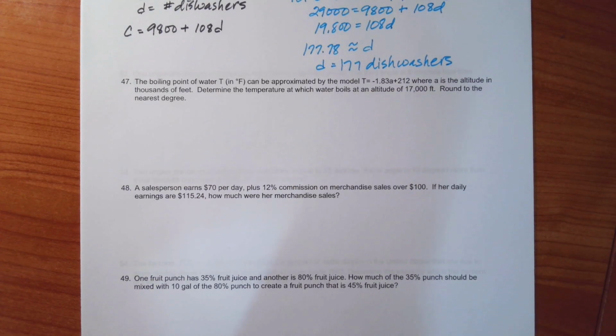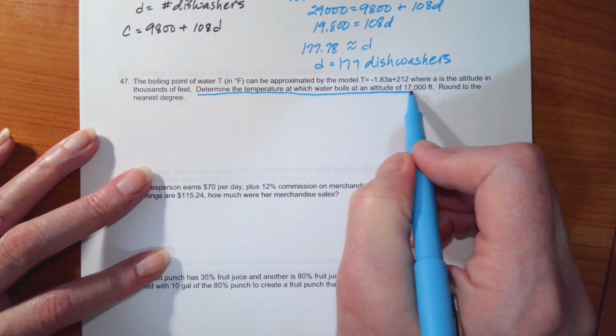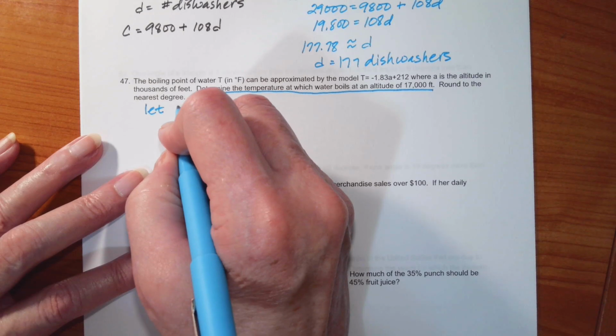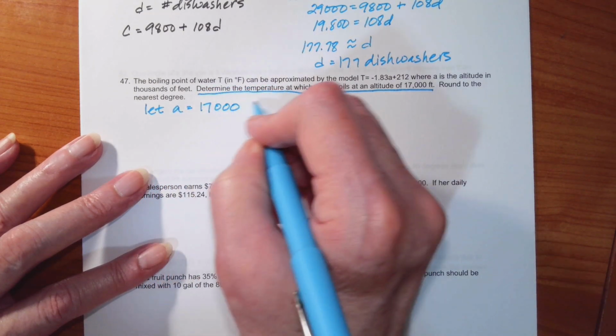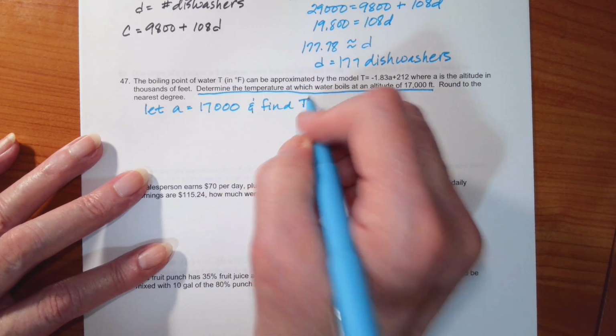Okay, 47. The boiling point of water can be approximated by the model T, so that's temperature in Fahrenheit, equals negative 1.3 A plus 212, where A is the altitude in thousands of feet. Determine the temperature at which water boils at an altitude of 17,000 feet. Round to the nearest degree. Okay, so what does this tell us? Determine the temperature at which water boils at an altitude of 17,000 feet. That means let our altitude equal 17,000 and find T.